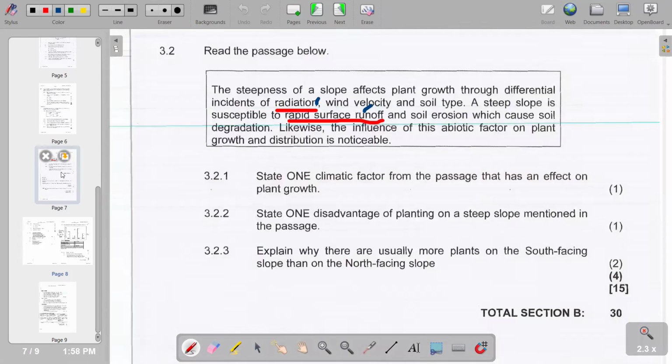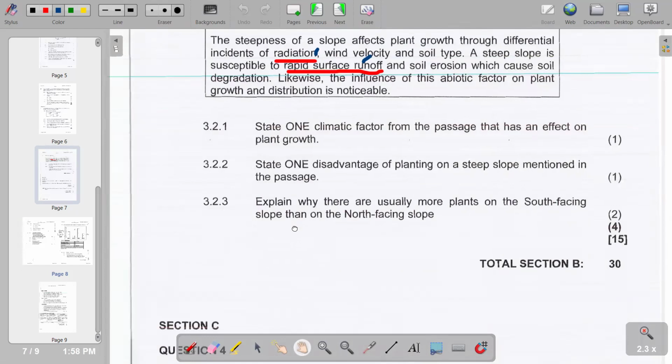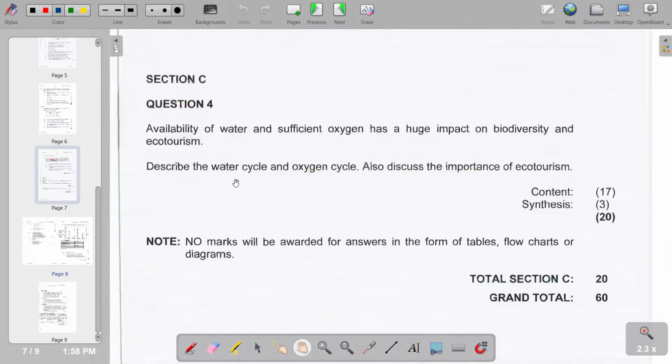Moving on to our next question, and of course, this is in our section C. It reads: availability of water and sufficient oxygen has a huge impact on biodiversity and ecotourism. Describe the water cycle and oxygen cycle. Also discuss the importance of ecotourism. In response to that, we are going to look at the water cycle, then the oxygen cycle, then the importance of ecotourism.